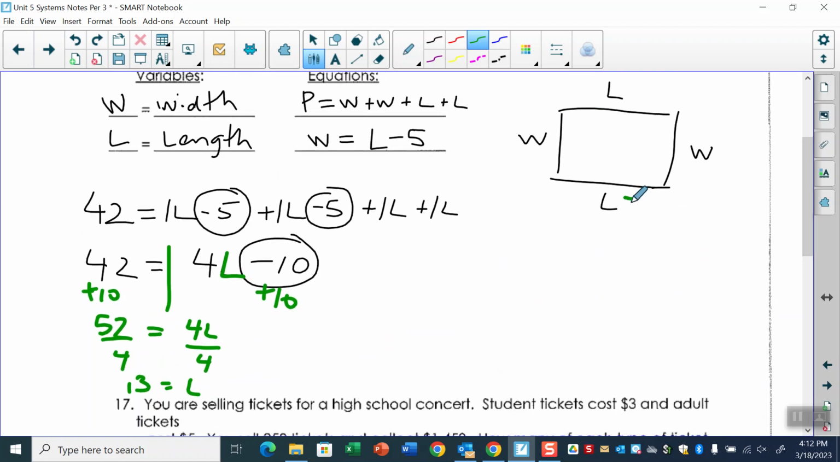Okay. And if the length is 13, right, the width was going to be 13 minus 5, right, which is 8. Okay. And if that's 8, then that's 8, and that's 13, so that's 13. And if you add them all up, that adds up to be 42. And that's how you can kind of check yourself.